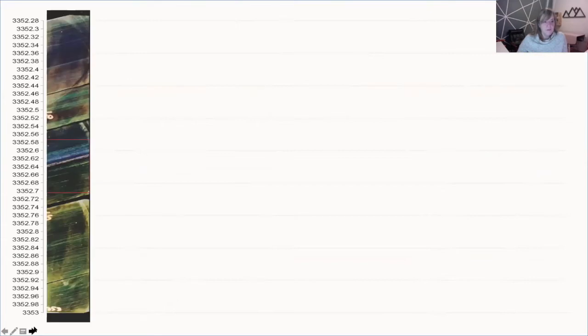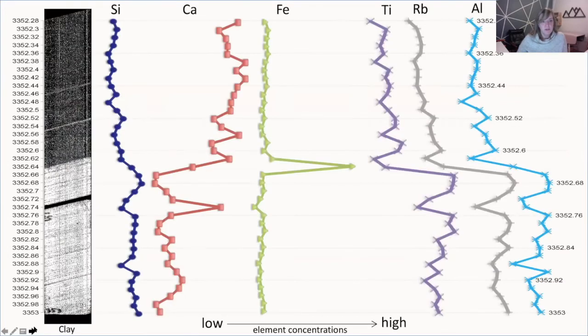So in terms of understanding whether this core should be sampled at a meter interval or a half meter interval, it's very helpful to have this type of data that is immediately able to tell you what the heterogeneity is like in the core.